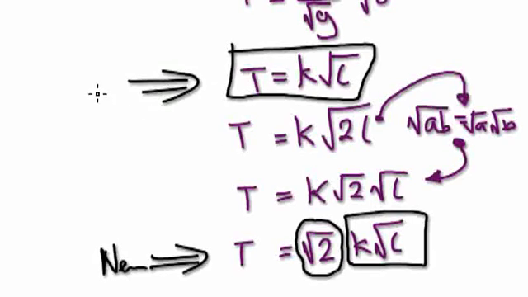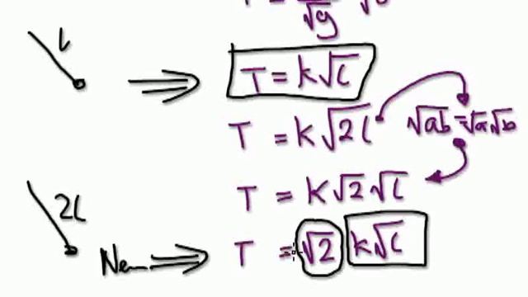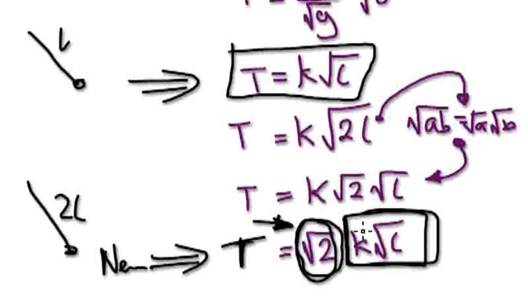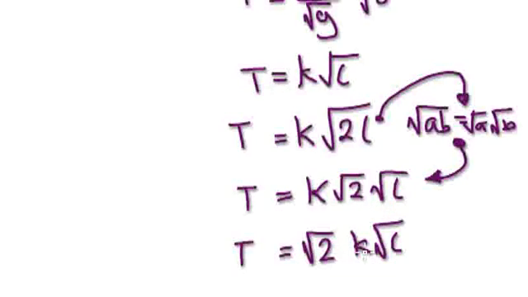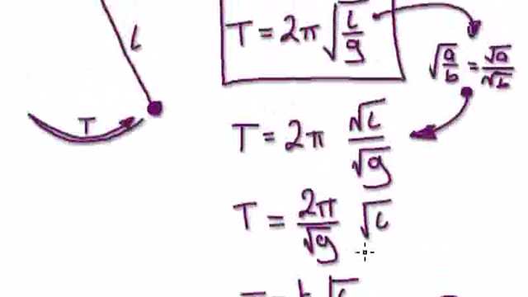This here was our old system, where the length of the pendulum is L, and this one, the length of the pendulum is 2L. Now, by expressing it in this way, we can see that the new time is this much times the old time. So from this, we know that by doubling the length of the string, the period will increase by root 2. Okay, well, anyway, back to this thing here.